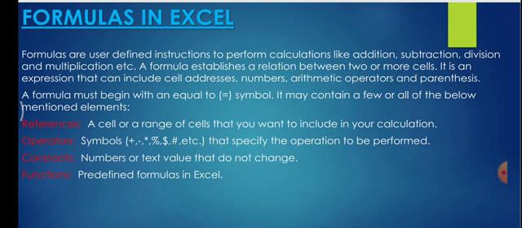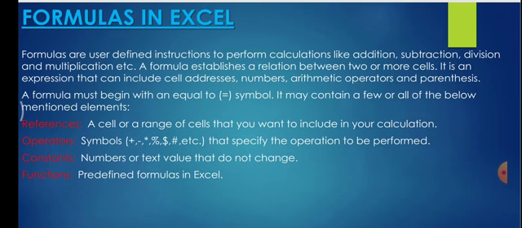It is an expression that can include cell addresses, numbers, arithmetic operators, and parentheses. You know, arithmetic operators are symbols, that is plus, minus, asterisk, dollar, hash, etc. And parentheses are brackets. A formula must begin with an equal to symbol. It may contain a few or all of the below mentioned elements.